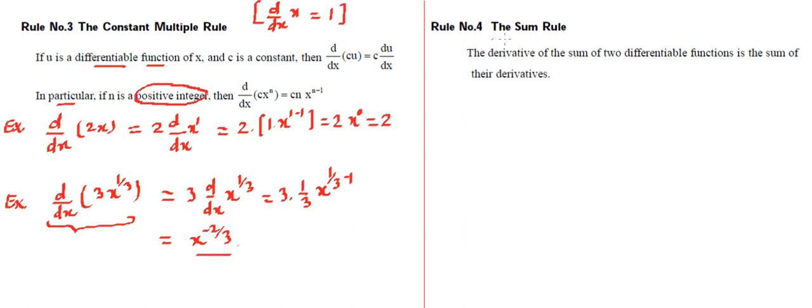There's a rule number 4 that says the sum rule. It says the derivative of the sum of two differentiable functions is the sum of their derivatives. The meaning is, if we sum the two functions and take the differentiation, the answer is the same as taking the differentiations and summing them later on. If we write it in terms of a formula, it will be like this. Let's say we have two functions. One function is u, another function is v. We can denote the functions by u, v, or f, g, or any letter for that matter.